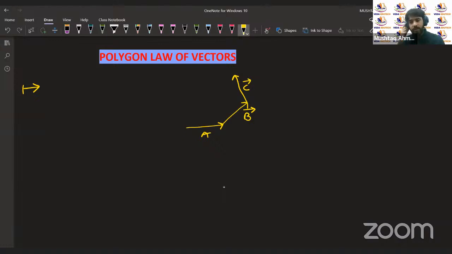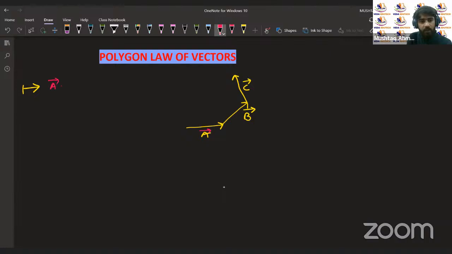Taken in the same order means that the tip of the vector A must lie on the tail of the vector B, and similarly the tip of the vector B should lie on the tail of the vector C. So A, B, C are the three vectors which are taken in the same order. Suppose that A, B, C are the three vectors, and they represent the sides of a polygon.